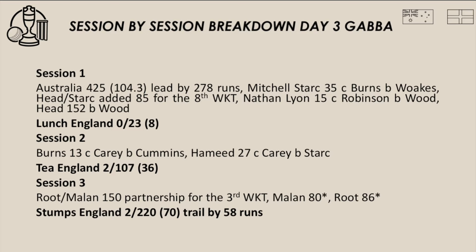Heading into the last session of day 3, England did not lose a single wicket in the final session on day 3 of the first test here at the GABBA. Root and Malan added 150 for the 3rd wicket. Malan 80 not out at stumps, along with Root 86 not out as well. England at stumps are 2 for 220 after 70 overs.